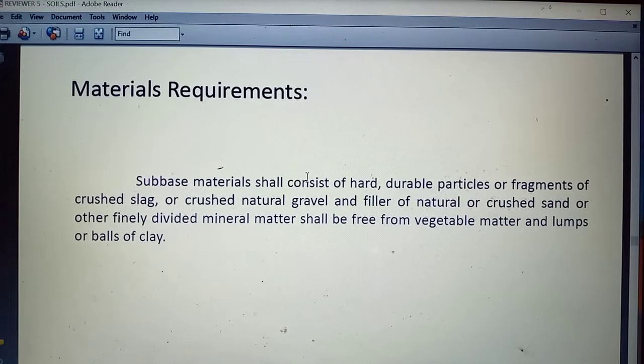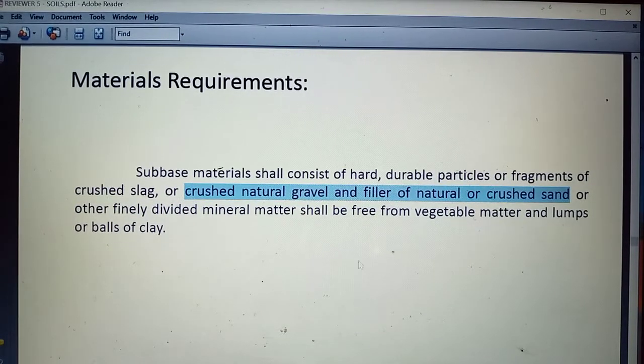Dapat wala siyang vegetable matter. So, wala siyang mga organic matter in another term. Then, lumps or balls of clay. So, dapat wala siyang clay particle, o wala siyang portion na sticky, na parang putik. Wala siyang putik na halo. Okay? Yan yung sub-base materials mo. And basically, it is composed of crushed natural gravel or sand. Gray sand and gravel yan. So, yun yung sinabi ko.